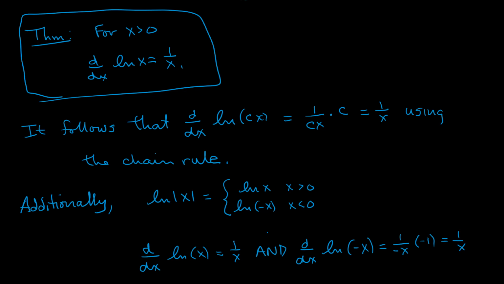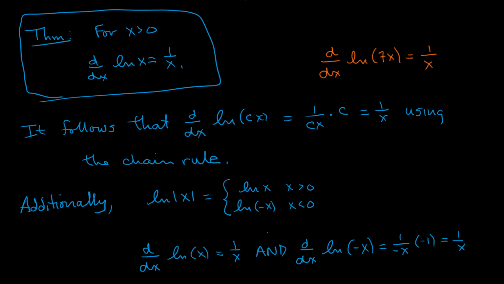As an example, suppose you have something like the derivative of the natural log of 7x. That just winds up being 1 over x. Remember, the 7's cancel, and it just leaves you with 1 over x.